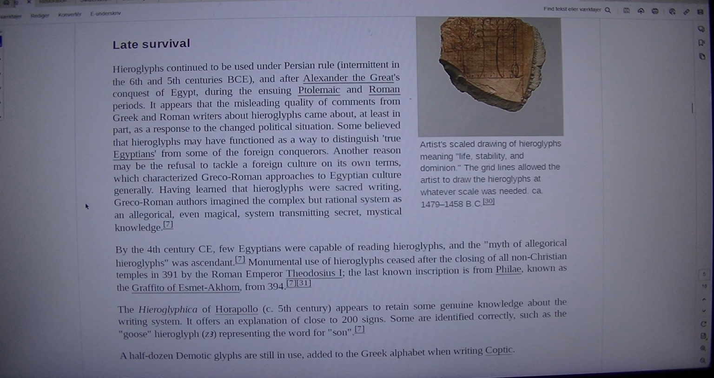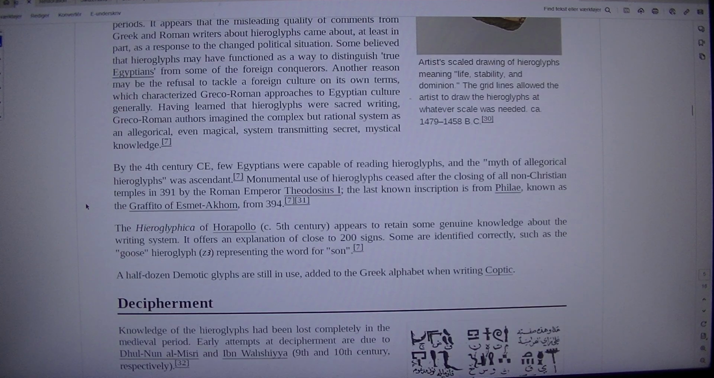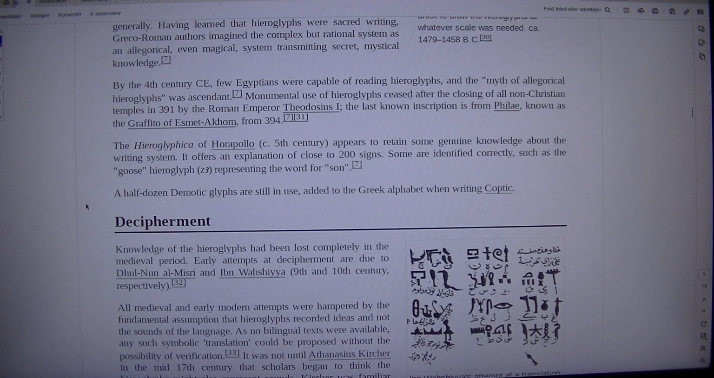Having learned that hieroglyphs were sacred writing, Greco-Roman authors imagined the complex but rational system as an allegorical, even magical, system transmitting secret, mystic knowledge. By the 4th century CE, few Egyptians were capable of reading hieroglyphs, and the myth of allegorical hieroglyphs was ascendant. Monumental use of hieroglyphs ceased after the closing of all non-Christian temples in 391 by the Roman Emperor Theodosius I. The last known inscription is from Philae, known as the Graffito of Esmet-Akhom, from 394.